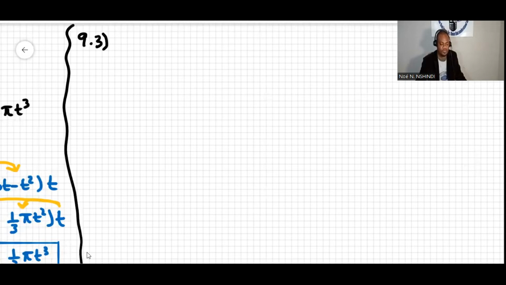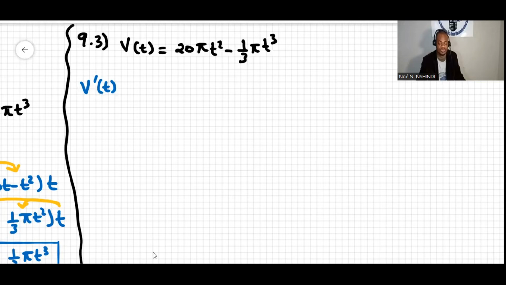In the previous question we proved that the volume of the cone is given by 20 pi t squared minus 1/3 pi t to the power of 3. So now let's differentiate this function. V prime of t will be equal to what? We follow this formula: if you have a times x to the power of n, the derivative is n times a times x to the power of n minus 1.